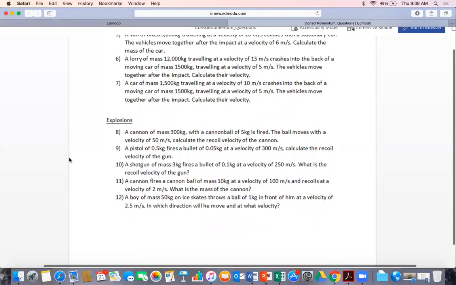And then we go to explosions. Number 8, negative 0.83 meter per second. Number 9, negative 30 meter per second. Number 10, negative 8.3 meter per second. Number 11, 500 kg. Number 12, the direction is backwards and the velocity is negative 0.05 meter per second.